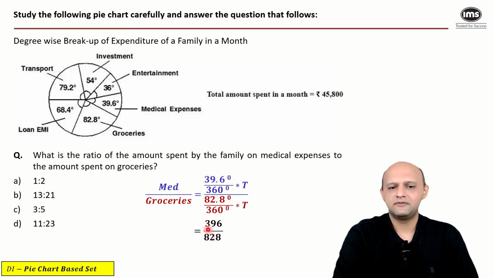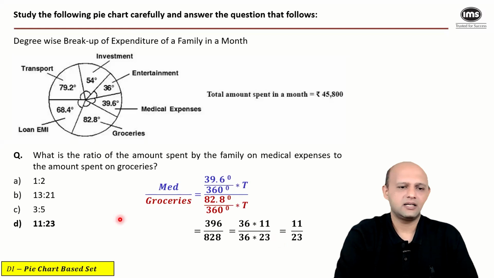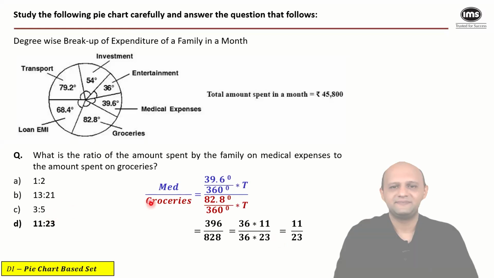If you have observed this carefully, this number 396, you'll realize that it is divisible by 36, 11 times. If you try to divide 828 by 36, 36 twos are 72, okay, 108, so 36 threes are 108. So this is also divisible by 36. So 36 as a common factor gets cancelled. So what are you left with? 11 by 23 is the answer. So what's the answer here? Answer is option D.